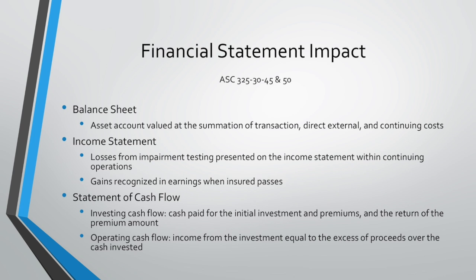First, the balance sheet would contain the asset account, valued at the summation of the transaction, direct external cost, and the continuing costs, since all of these are capitalized under the investment method. On the income statement, losses from impairment testing would be included with continuing operations. Gains are recognized in earnings only when the insured passes.